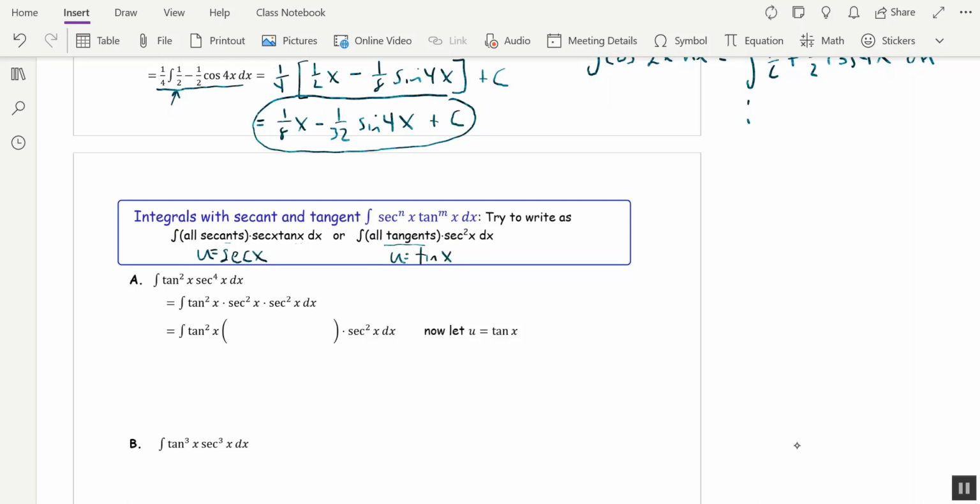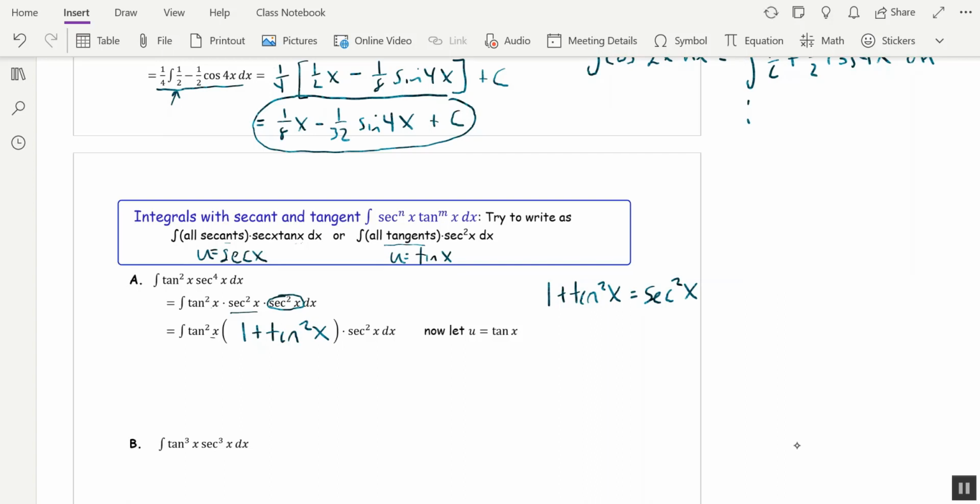So let's see. In this first one, I decided to pull out a secant squared x dx. And what I'm left with is tangent squared x, secant squared x. So I can rewrite secant squared x as 1 plus tangent squared x. Now I'm using the identity that 1 plus tangent squared x is secant squared x. That's a Pythagorean identity.